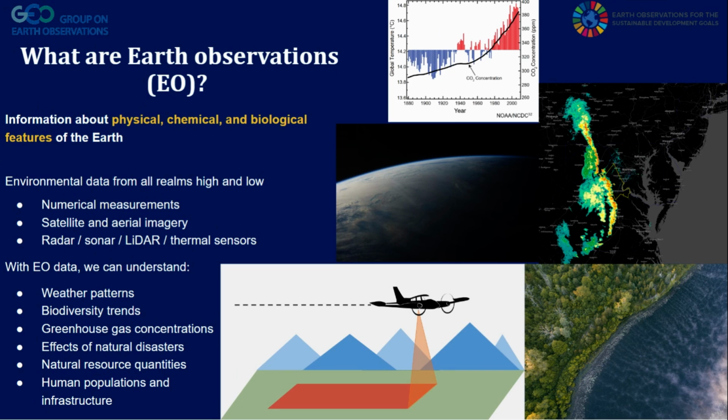With EO data, we can see weather patterns across the Earth. We can understand trends in biodiversity populations and growth. We can see concentrations of greenhouse gases in the atmosphere. We can understand the effects of natural disasters upon landscapes. We can analyze the amount of natural resources within a region. And we can monitor where human populations and critical infrastructure are at.